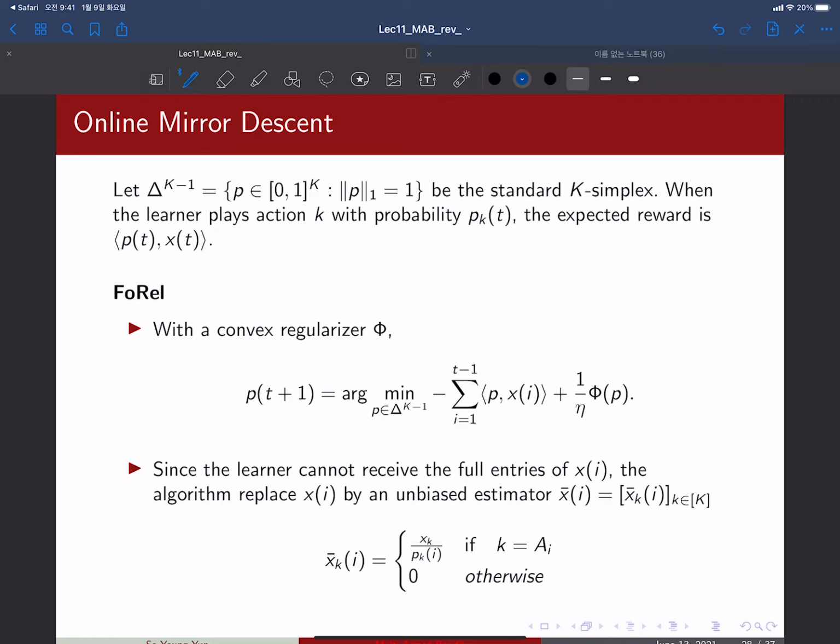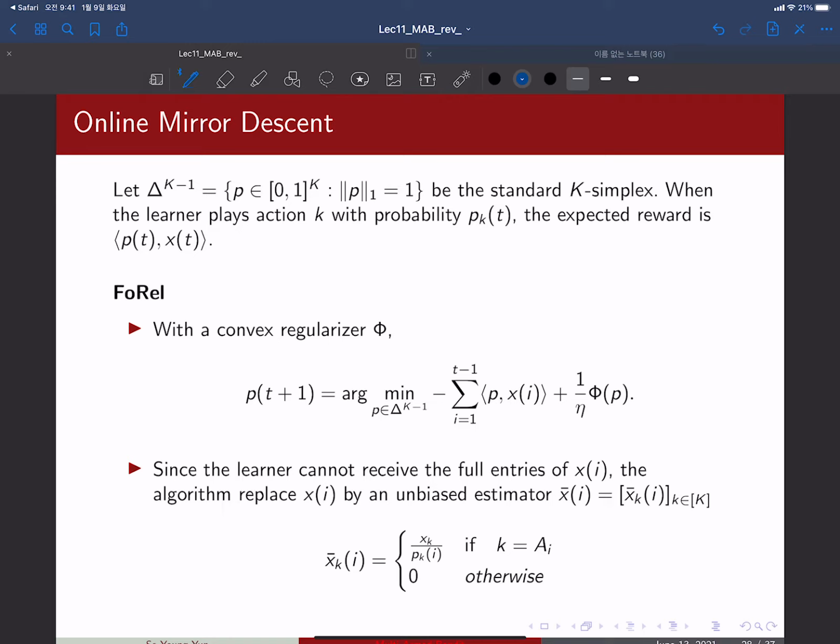Okay, I will explain why such bad behavior happens, why the negative reward is not a strong assumption, and how to resolve the negative reward constraint.